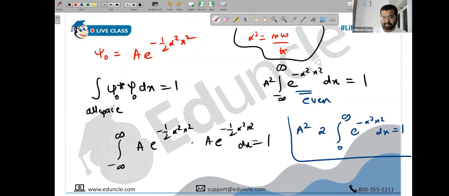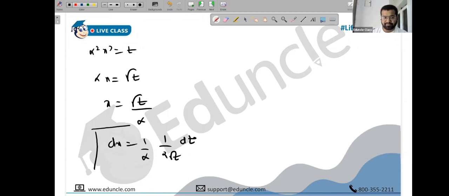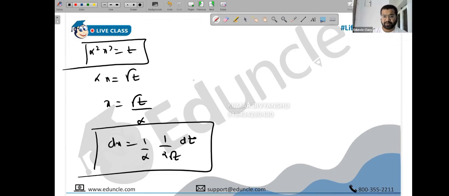Okay, so what we can do is go with substitution here. Alpha square x square is t, people. Alpha x would be under root t, or I can say x is under root t by alpha. What is dx? 1 upon alpha, and the derivative of root t is 1 upon 2 root t, dt. We have got dx, and alpha square x square is t, that also we have got. What about limits? Are our limits going to change?